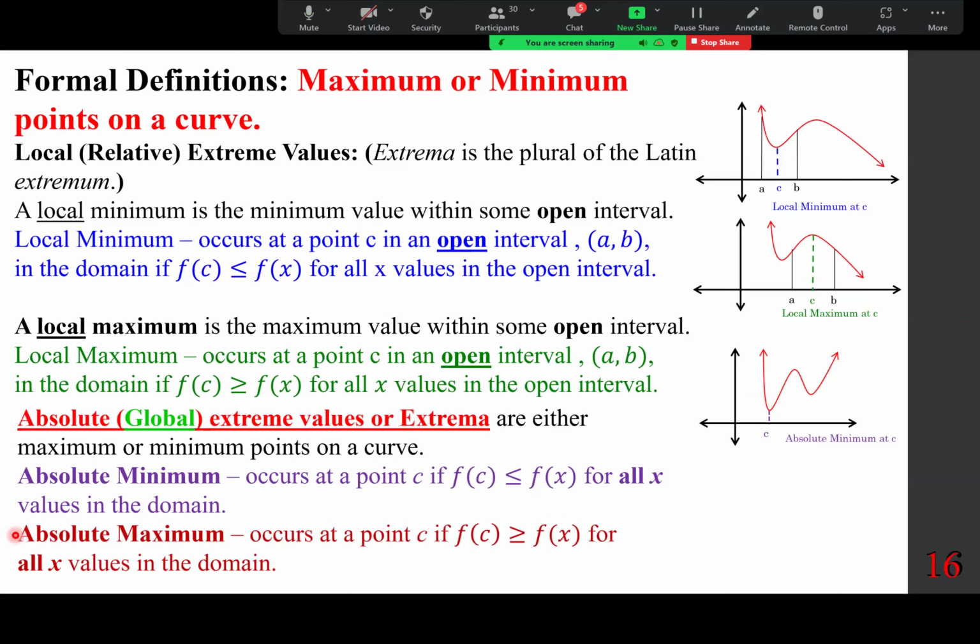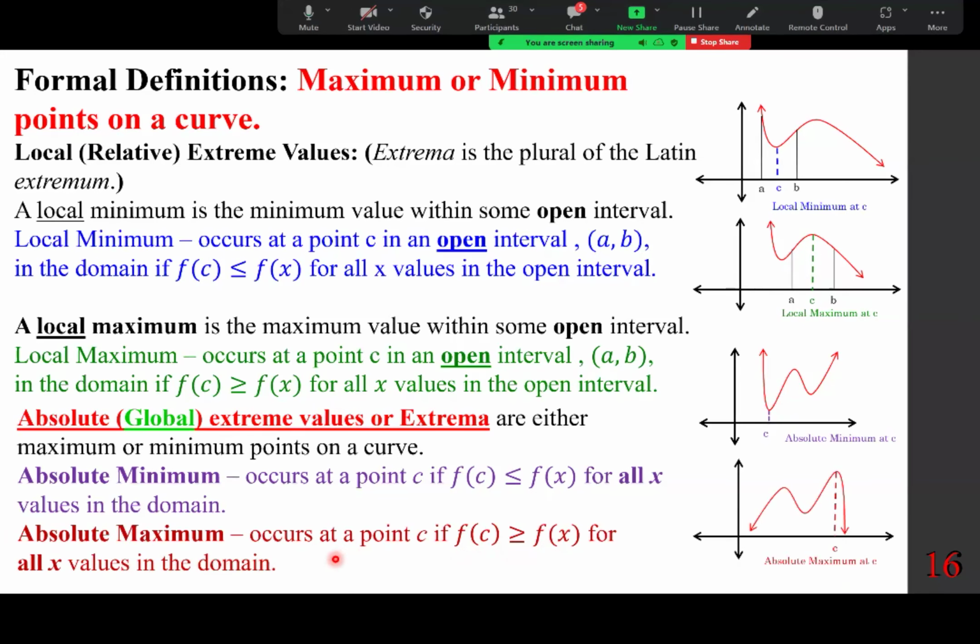And this last piece: absolute maximum occurs at a point c if f of c is greater than or equal to f of x for all x values in the domain. Excellent. So local max, local min, local max. This local max is also an absolute max because no other point has a larger y coordinate. So you don't have to memorize the definition, understand the concept.